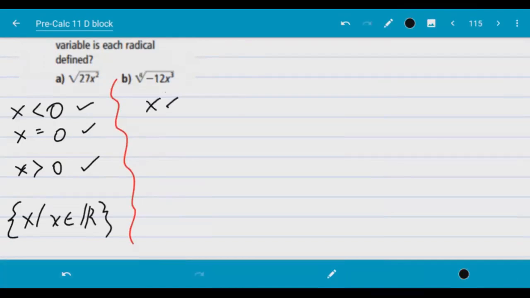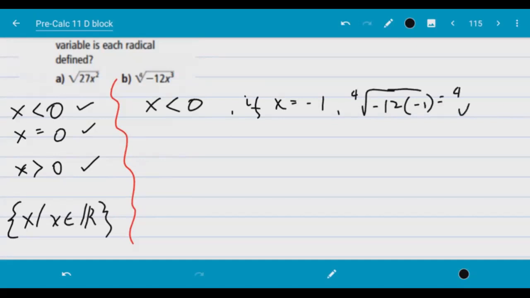If x is negative, let's come up with a value, for example, -1. So if x is -1, what's going to happen is the fourth root of -12 times -1. That would be the fourth root of -12 times -1, which is +12. Oh, it has a fourth root. So if x is less than 0, yes, it is okay. That means if x is negative, it is going to be defined.